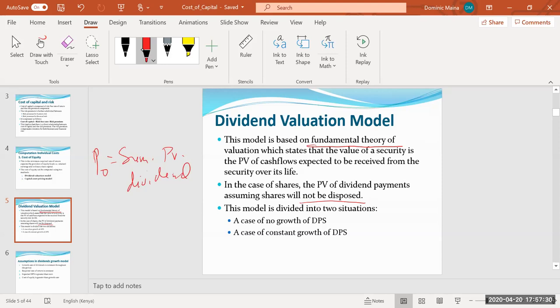We can go ahead and split this model into two. You have the case of no growth in dividend, and you have the case of growth in dividend. Don't forget the first thing we have assumed is that this company does pay dividends, because otherwise, if they don't pay dividends, you cannot apply the model. Then we go ahead and split the model further.